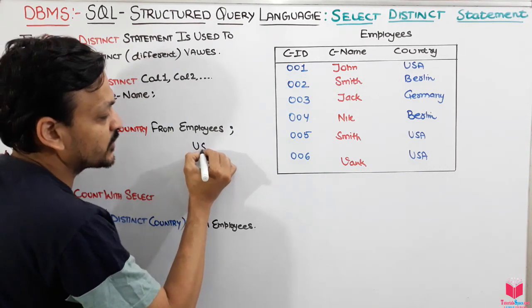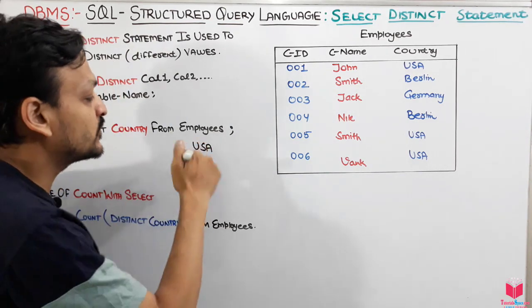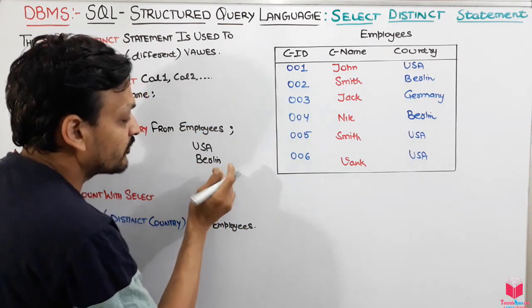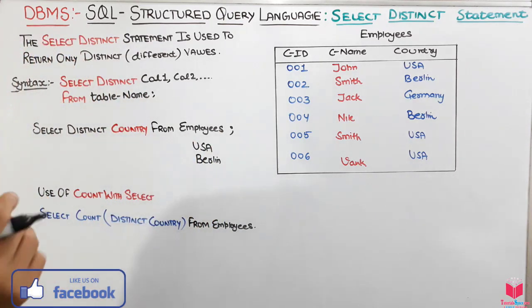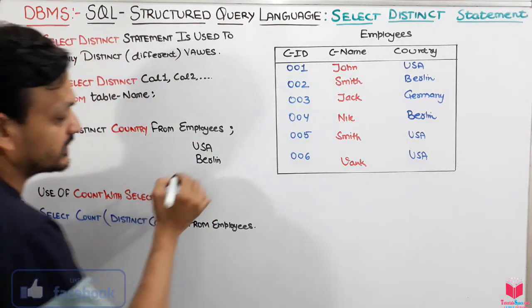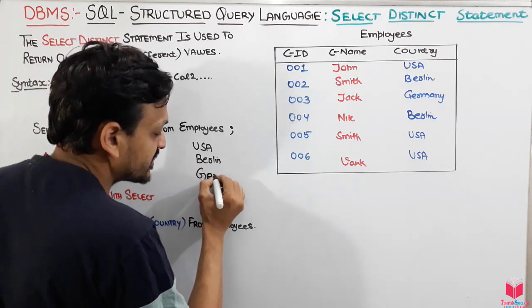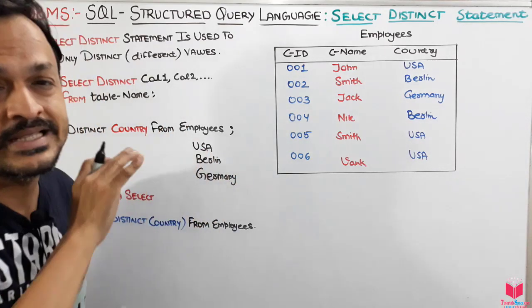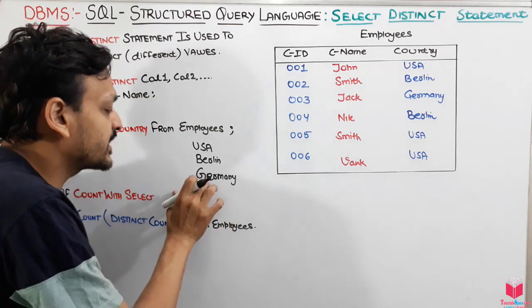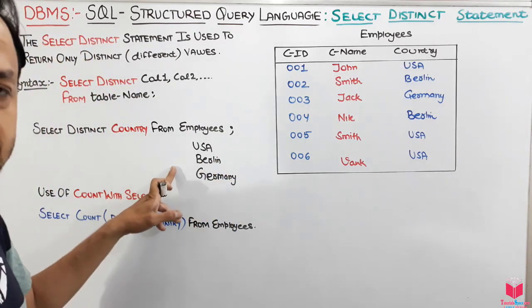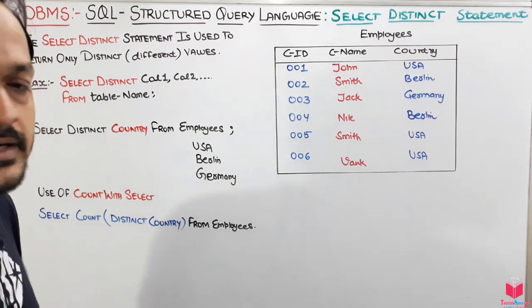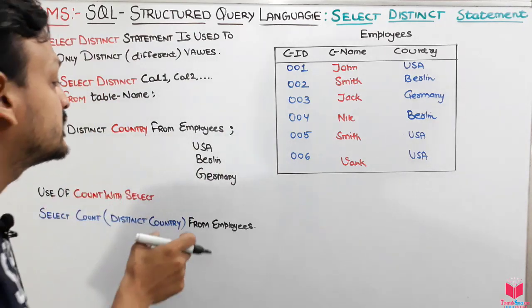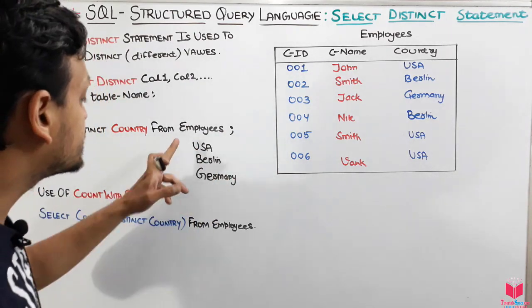So what will it return to us? Let's go step by step. It will give us first USA, because USA does not exist previously. After that Berlin, because we previously only have USA. After that Germany, yes, because it is a distinct value. After that Berlin, no, it already exists, so it will skip it totally. Then USA, it already exists, so it will not take it. Then again USA, it is already included, so it is not going to include this USA again.